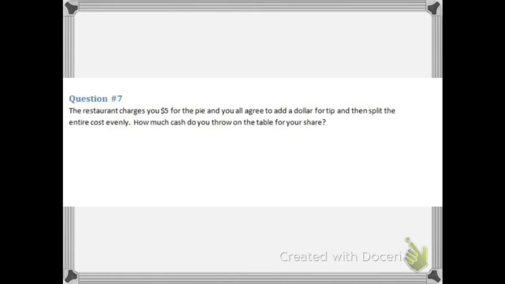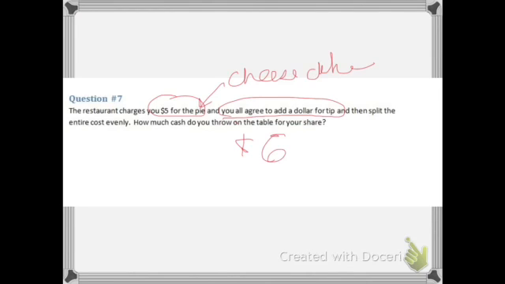This was badly worded. The restaurant is charging us $5 for the cheesecake. And we all agree to add $1 for the tip. So actually, not each person adding $1. That's a nice tip, but it was really just $1. So $6 total, and there's 4 people. So 6 divided by 4.